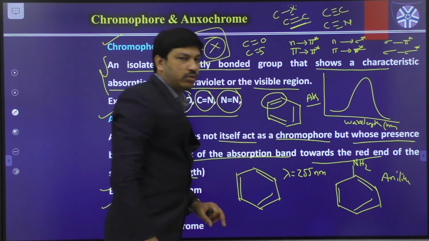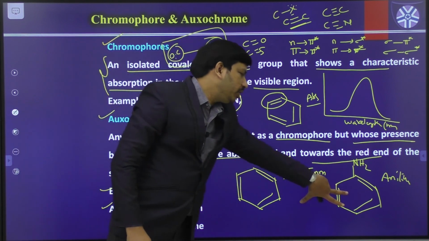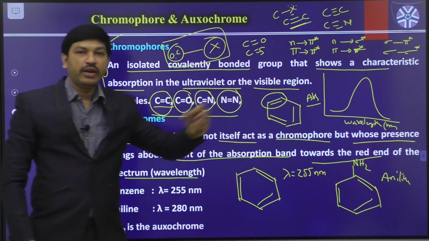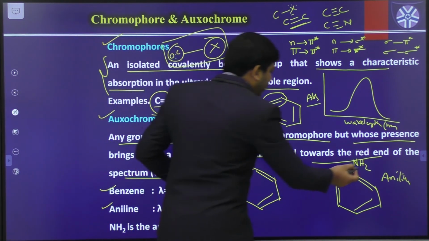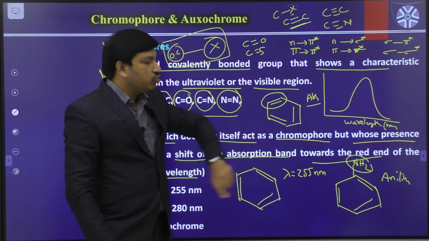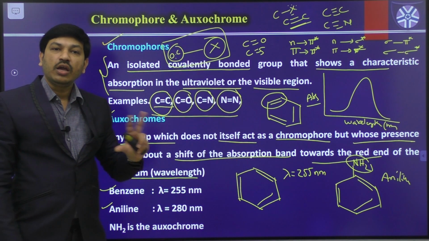This aniline molecule. So this is the benzene ring. What is the difference between these two structures? Benzene is only the benzene ring, but here the benzene ring is attached to an NH2 group. So this is the additional group. So this NH2 group itself cannot act as any chromophore.